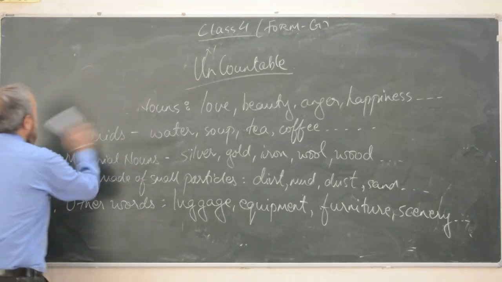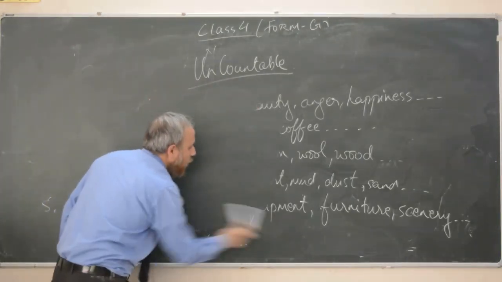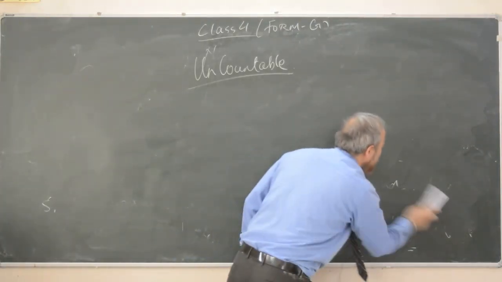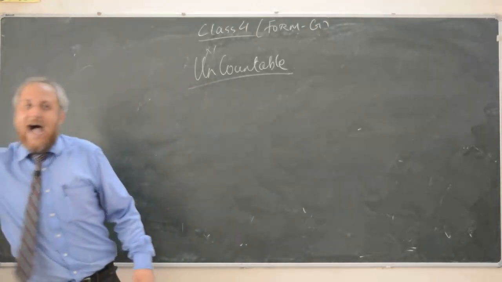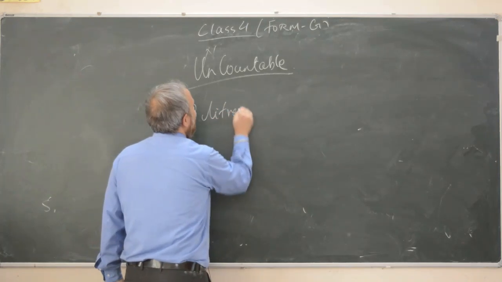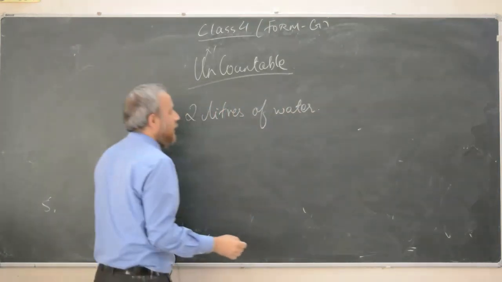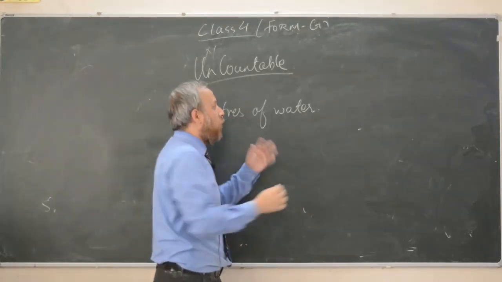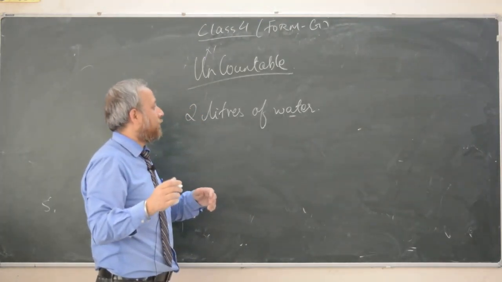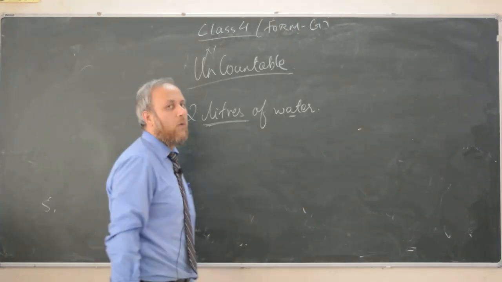So now what we will do is I will teach you how to use measuring words when you want to talk about uncountable nouns. Okay. So for example, I can say 2 liters of water. If I want to talk about water, and if I want to talk about the amount of water, I can use liters, 2 liters of water.